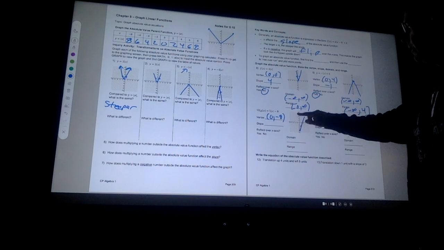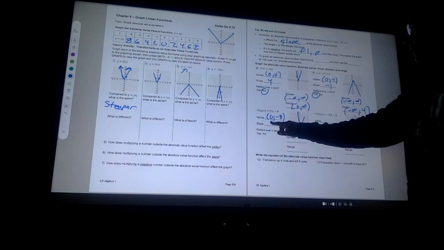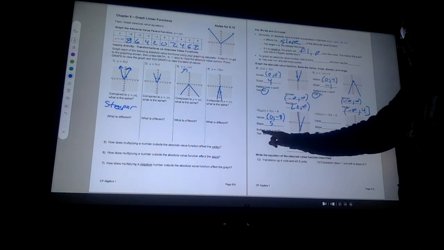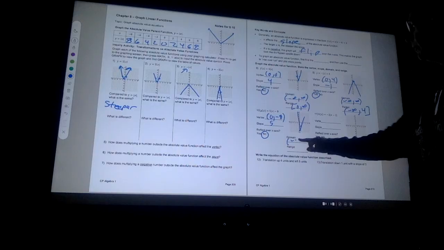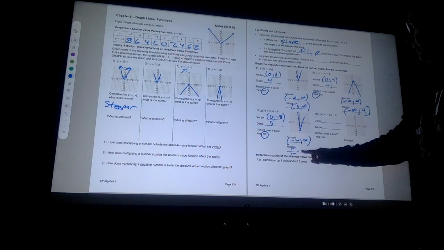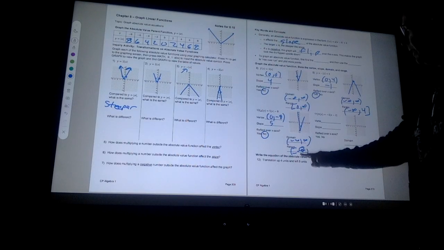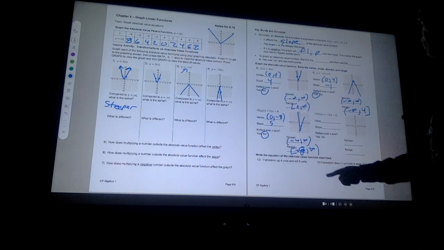So this is pretty darn steep one. Our slope is going to be 5. Does it reflect over the x-axis? No. Domain, negative to positive infinity. Range is going to go from negative 8 to infinity.